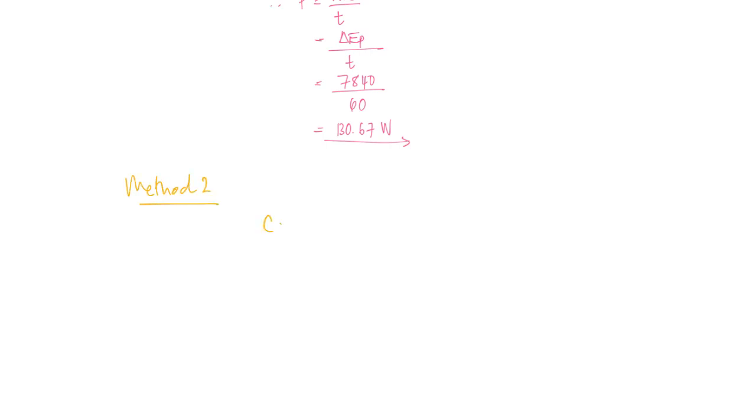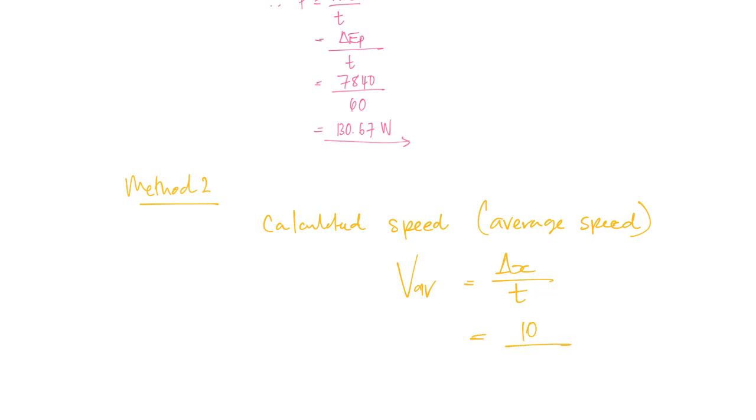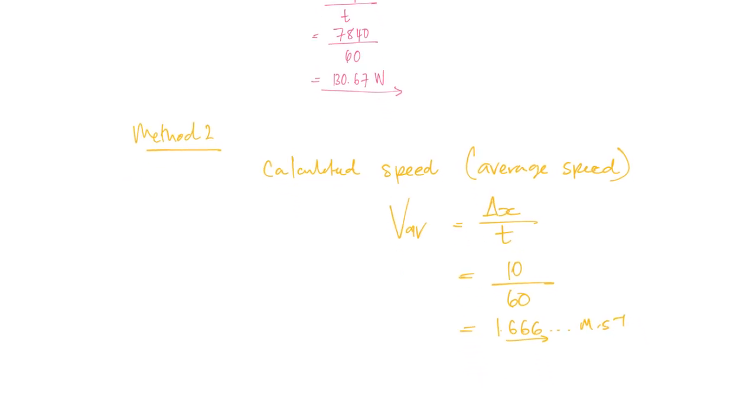right? What you could have done is you could have calculated speed, or rather average speed, which is VAV is equal to delta X over T. And you know you're raising it 10 meters, and that whole process takes a minute, which is 60 seconds. And you're left with 1.6666 recurring meters per second. So that's the first thing you could have found.